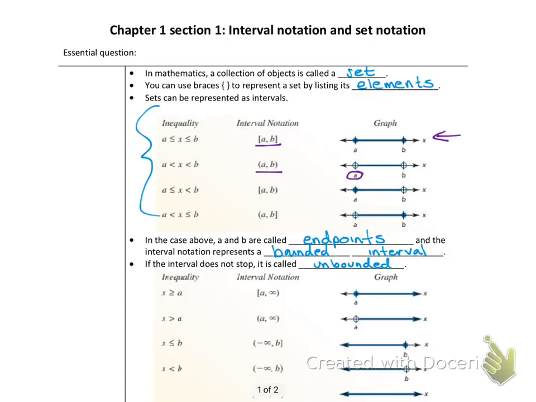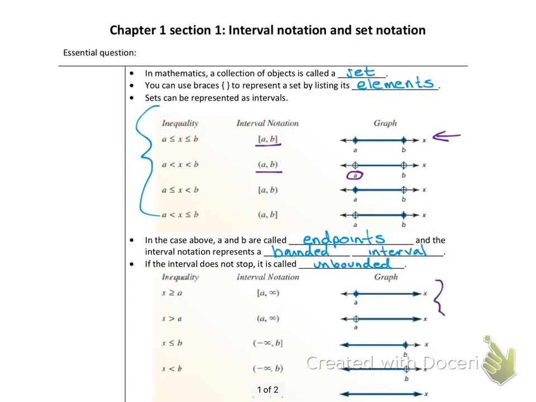They can have one closed and one open, like on the third one, where it's a bracket and then a parentheses, or it could be open and then closed, where it's a parentheses and then a bracket. Now these are bounded intervals. There's also an unbounded interval. And that's where you start at a point and you go on forever, or you start from negative infinity and you stop at a point. So that is shown here.